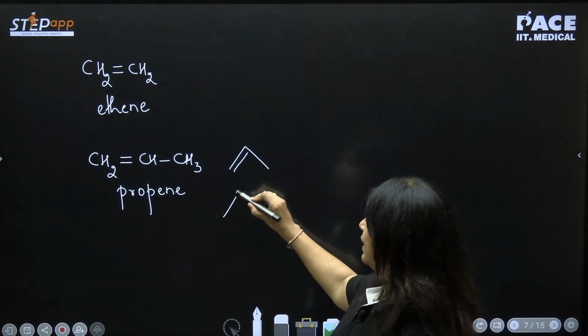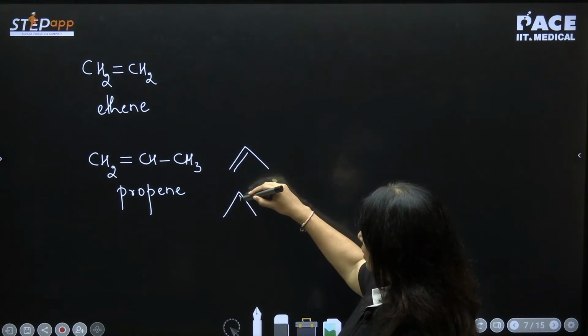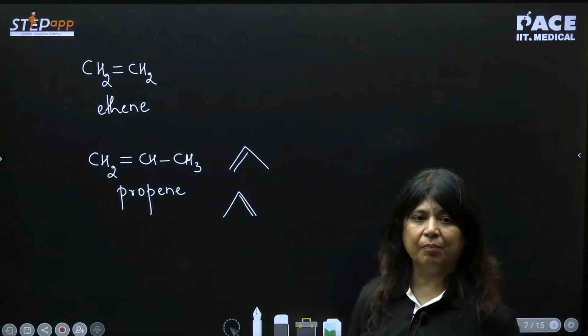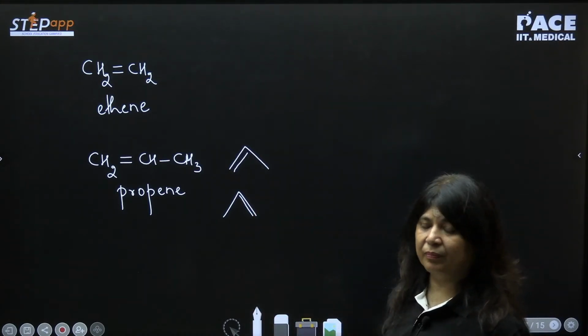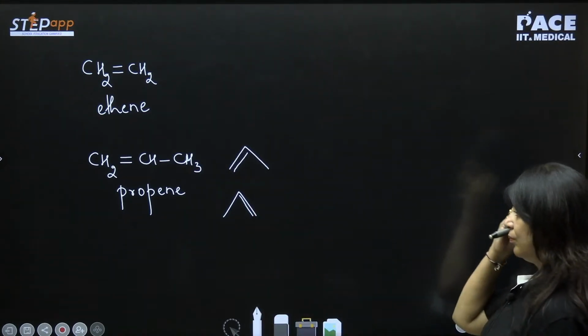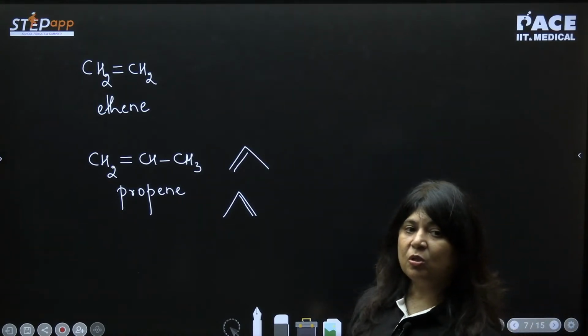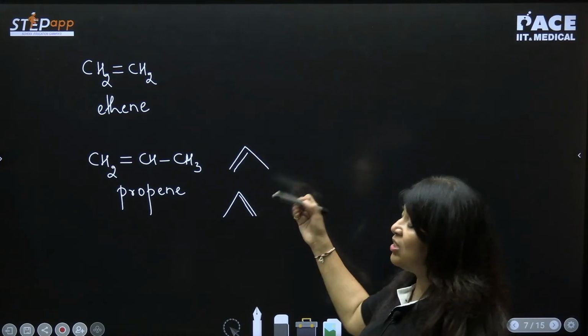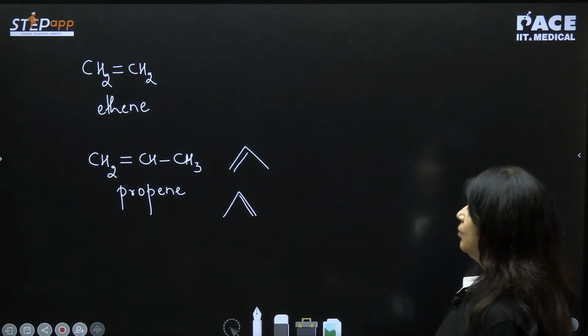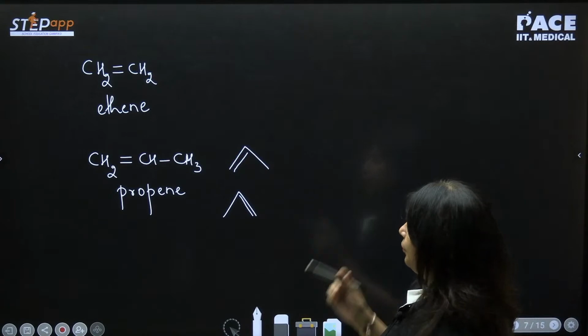You can also write it like this. It means the same. This or this is the same. So the double bond, you could show it on the left carbon, or you could also show it on the extreme right carbon. Both mean the same here.